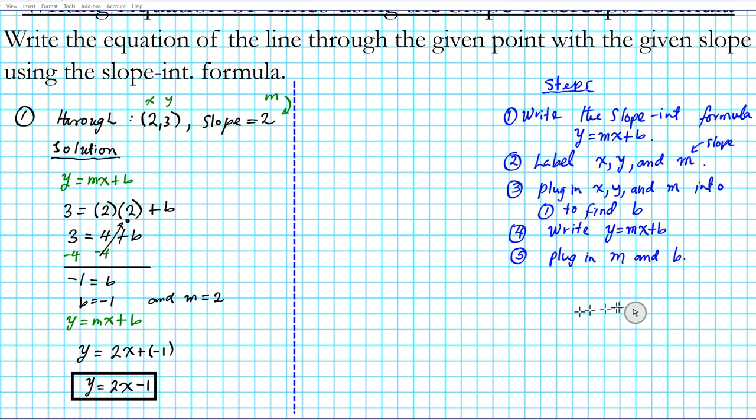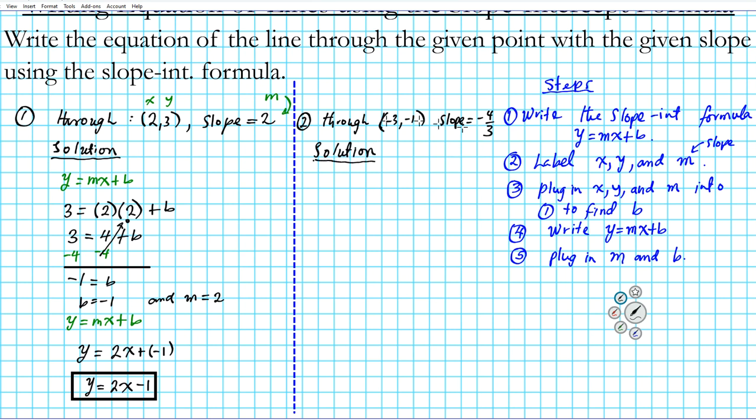All right, let's try another example, question number 2. So for number 2, let's say we have a line that goes through the point (-3, -1). All right, so that's the point, and you have a slope of -4/3. Okay, so let's go ahead and write the equation of the line that goes through this point with that slope.